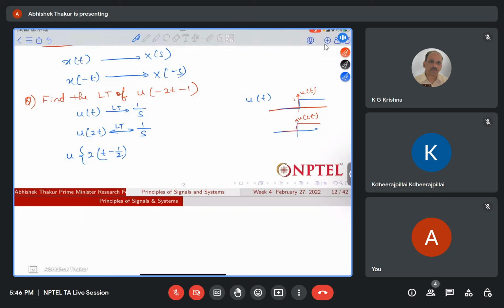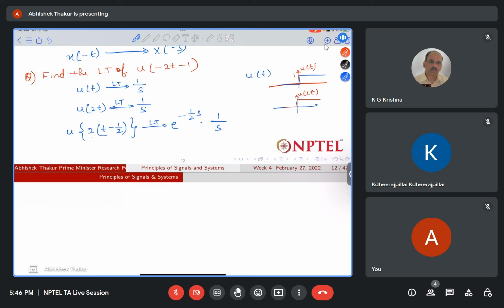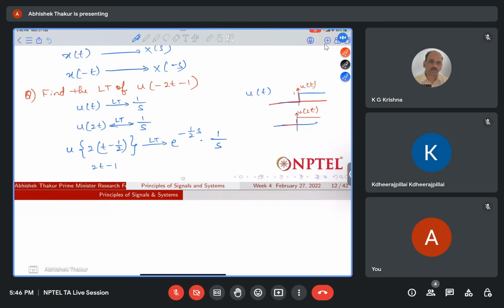Then we know that when it is shifted by half, it becomes e to the power minus s/2. So in this case, the Laplace transform will be e to the power minus half into s, times 1 by s. Now u of 2t minus half will become u of 2t minus 1. What do we have to find? We have to find u of minus 2t minus 1, so we have to just reverse the time. Now we will do time reversal.